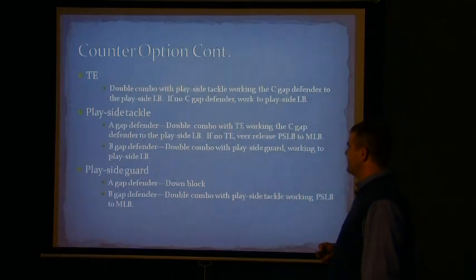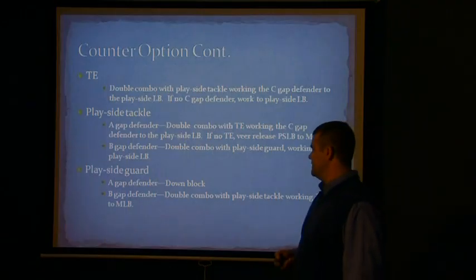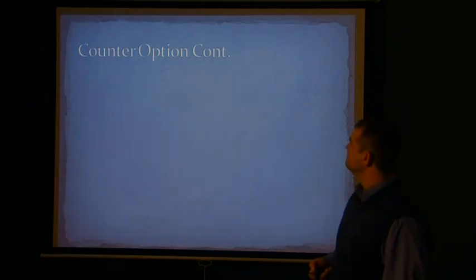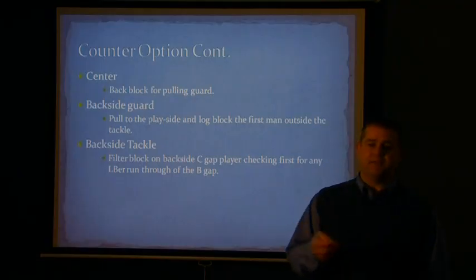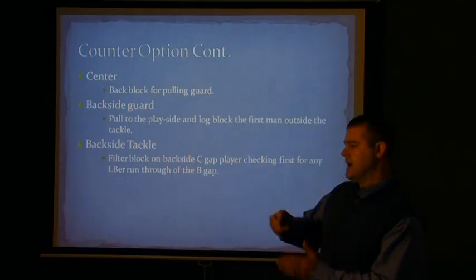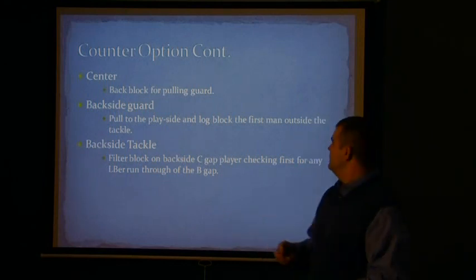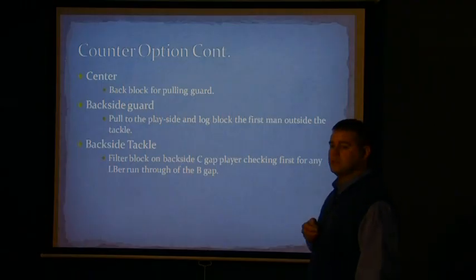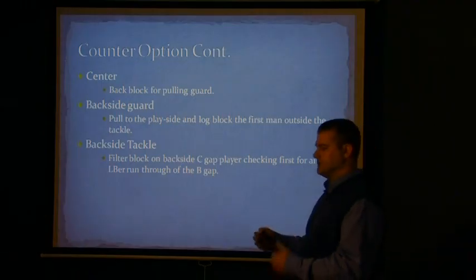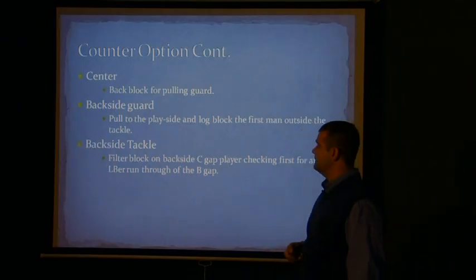Play side guard, we're going to down block an A-gap defender. We'll double team a B-gap defender, just as we mentioned with the play side tackle. Center will back block for a pulling guard if you have that A-gap defender. If you have that B-gap defender that the fullback is going to block, then the center will go to that backside linebacker. It's very important that those guys communicate, and we come up with some calls that we use for the fullback and the center to identify where that guy is located.